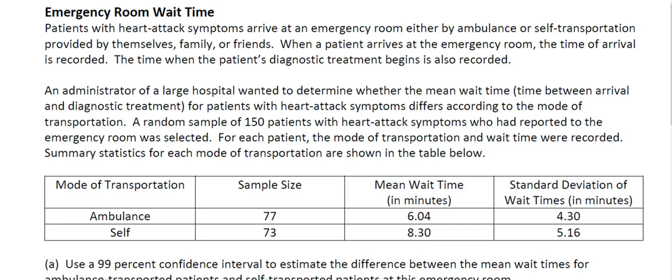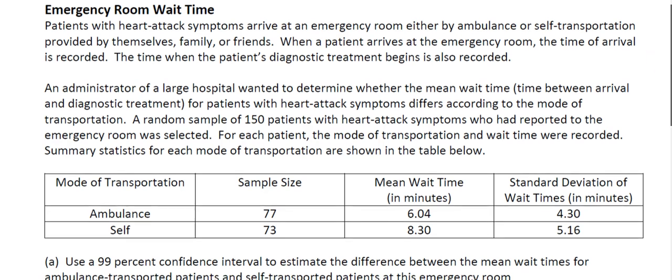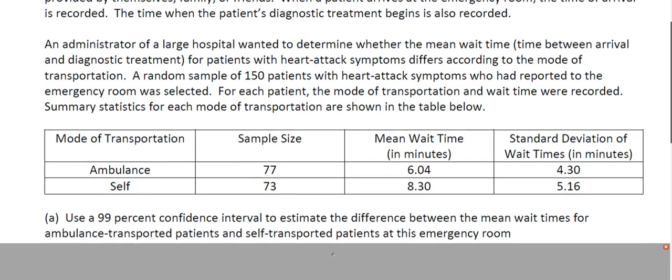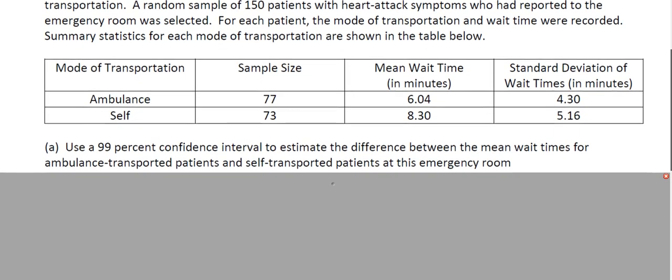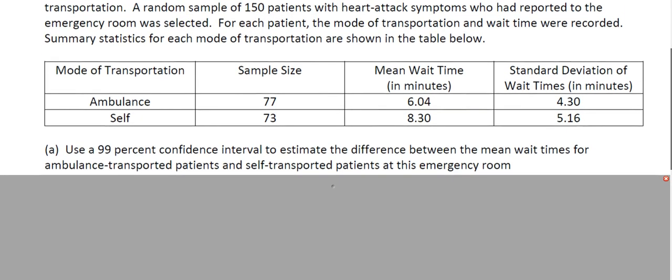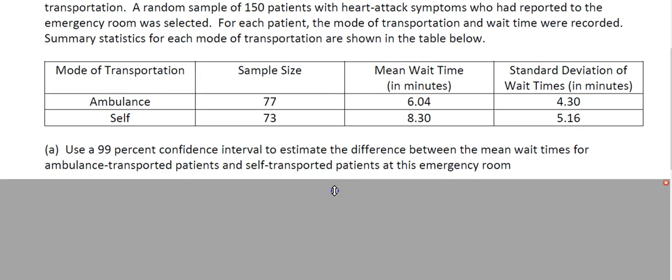I'm not going to take the time to read the problem since I assume you've already read it and you're checking your answers. I do want to point out that we have a random sample, and we have mode of transportation, sample size, mean wait time and standard deviation of wait time for both samples. Notice it was one sample of 150 patients, but we've divided it into two groups.